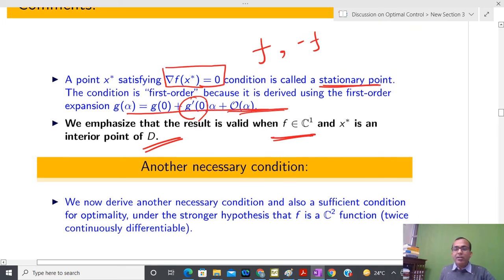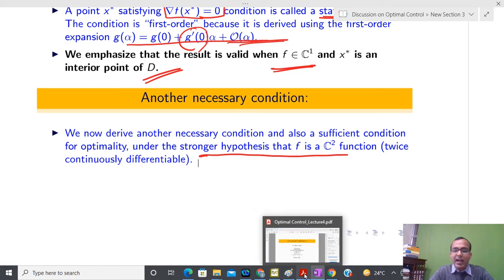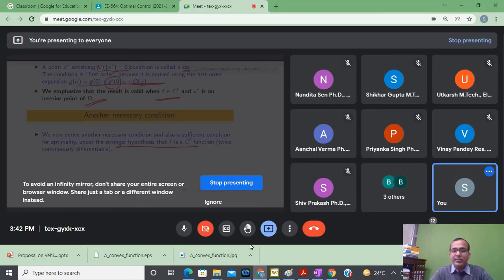Okay, now another necessary condition one can derive, and at that time I have to increase the restriction on the function. What I am going to assume now is that function f is two times continuously differentiable. So if I assume this, then again I am going to derive another necessary condition. Could you please guess what kind of assumption comes into picture if I consider that the function is two times continuously differentiable? Could you please guess?